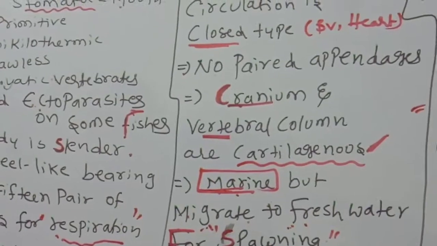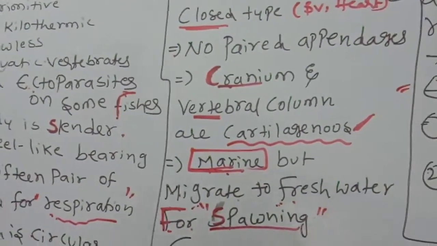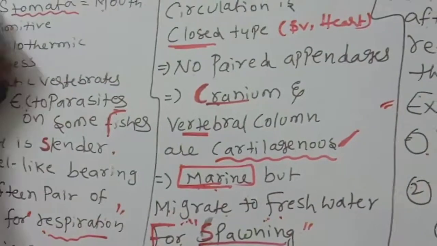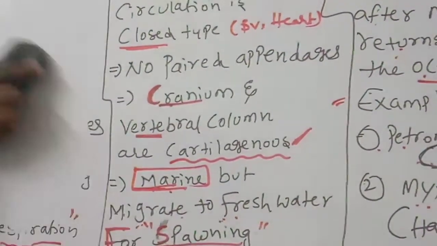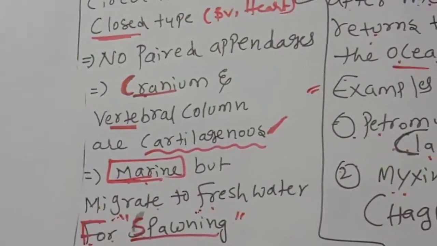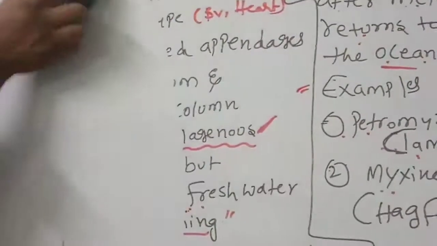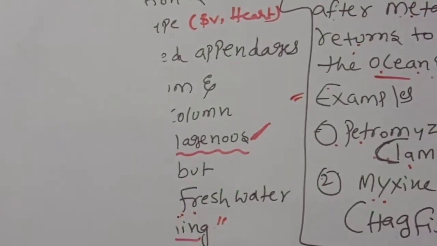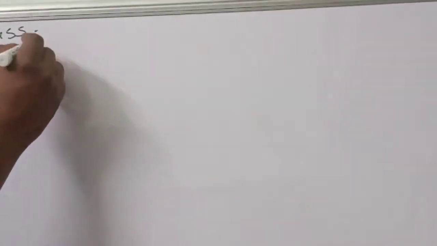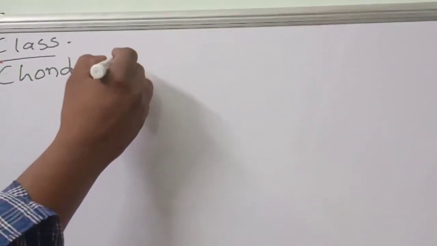The next important class to be discussed is Chondrichthyes. We discussed Cyclostomata; next we are discussing Chondrichthyes. What are the Chondrichthyes? We are going to discuss now. Chondrichthyes class.